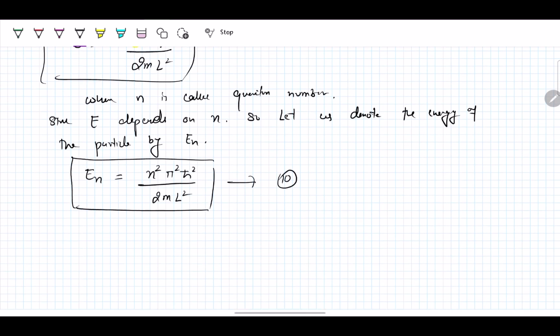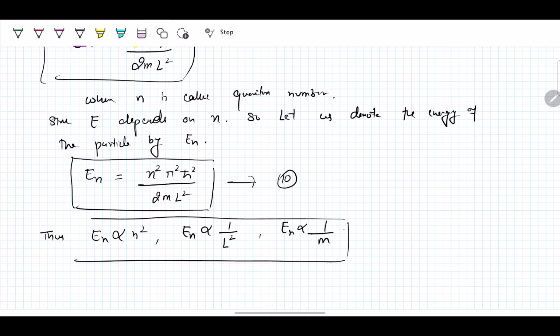From here we can conclude that the energy of a particle, En, is proportional to n square. This is the first finding. The second finding is that the energy of a particle inside a box with infinite heights and length L is inversely proportional to the length of the box. Also, this energy is proportional to mass. So it is inversely proportional to length as well as mass, and proportional to n square. This is the energy relation.